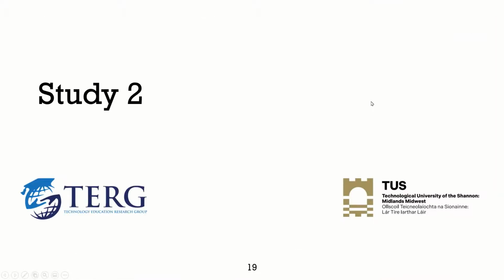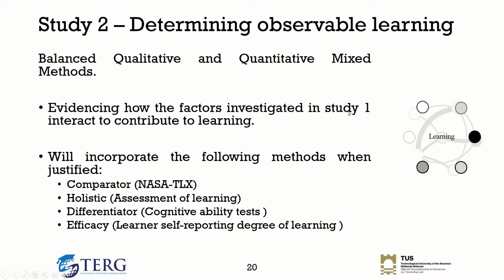Then Study 2 is very much about determining observable learning, and learning is at the center of Study 2, because within Study 1 learning was assumed and it was looking at the factors: memory, knowledge, and modeling. Study 2 assumes that there are memory, knowledge, and modeling interactions based on the findings from Study 1, but realistically it's more aligned with looking at how these interact with learning. It's all about evidencing how these factors investigated in Study 1 interact and contribute to learning.